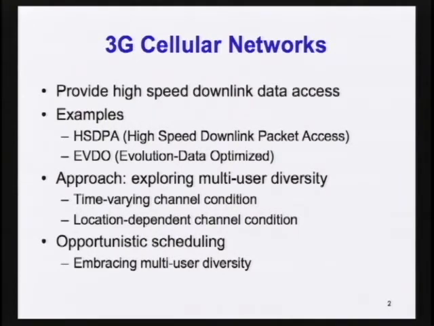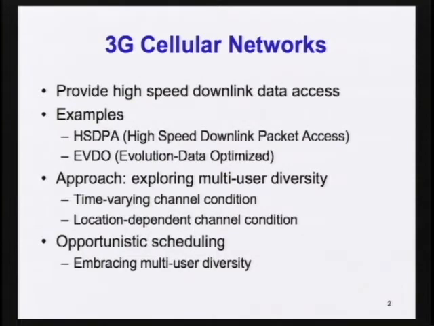The reason why they can offer high-speed downlink data access is that they exploit the multi-user diversity. So multi-user diversity means that your cell phone's channel condition varies, depending on its location and the time. There might be some interference, such that suddenly your channel condition gets bad. And when you move to a bad area, such as inside an elevator or a corner, your channel condition might also get bad. However, chances are that at any given time, a subset of cellular devices have relatively good channel condition. And this is the basic intuition behind multi-user diversity.